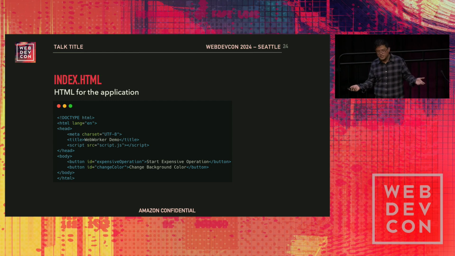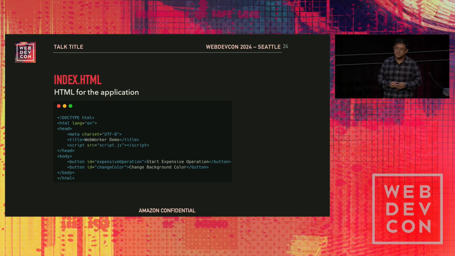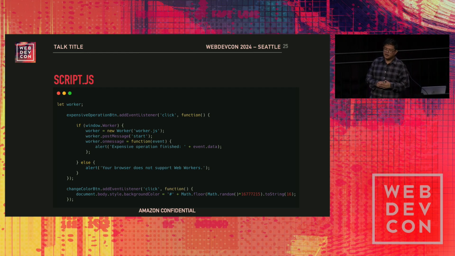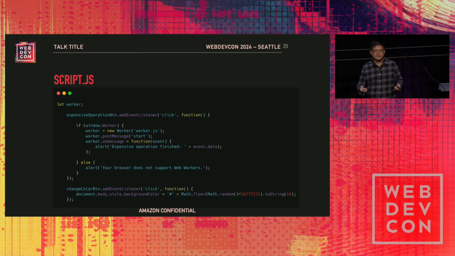For this, like I mentioned, we have the index.html file. Pretty easy. We have just 2 buttons. Here we're importing the script.js file, and this is the example of combining the different APIs. Here we have 2 listeners. One is for changing the background color, and the other is for actually interacting and starting the web worker.